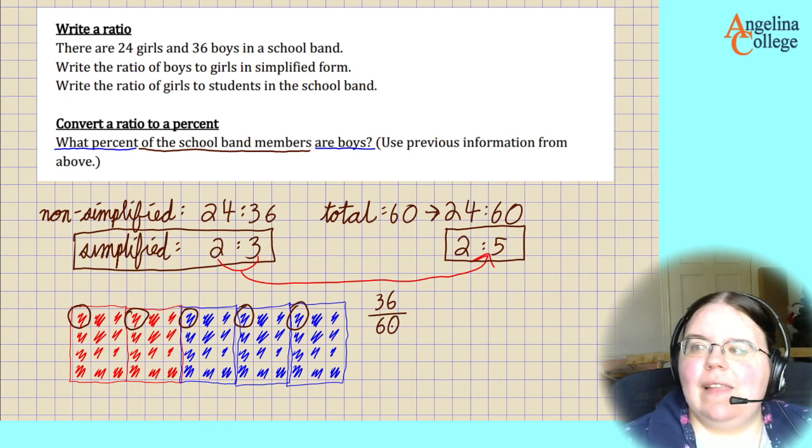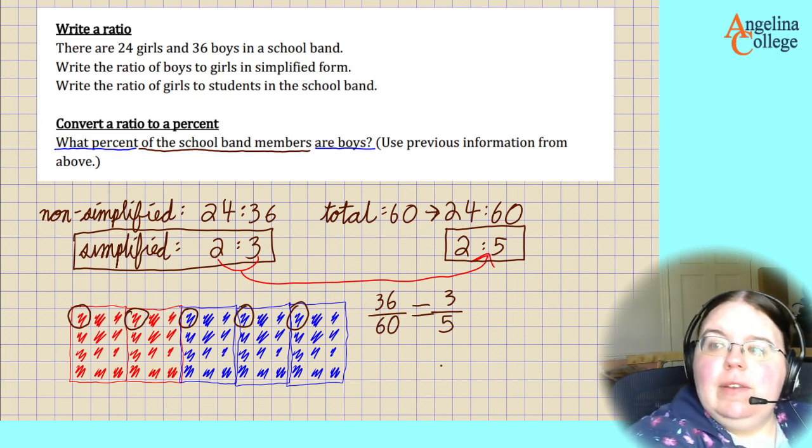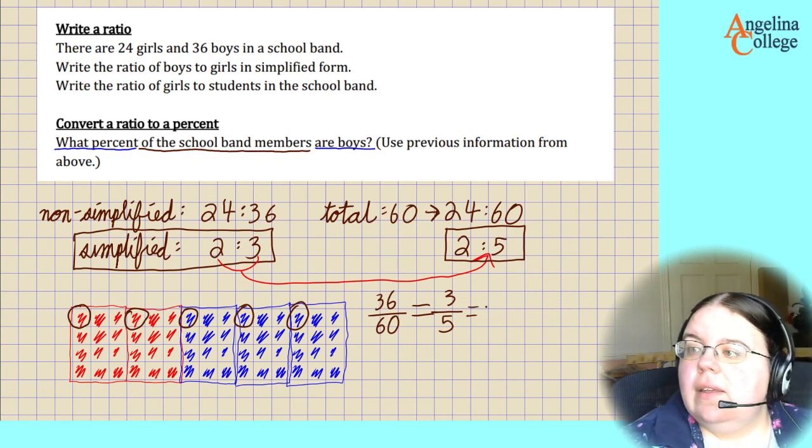But there's a lazy like a mathematician method. It turns out that's the same as the simplified 3 boys out of 5 students. From there, we would proceed the same way, stick it in a calculator. 3 divided by 5 is the decimal 0.6, but it asked us for this as a percent. So that would be 60%.